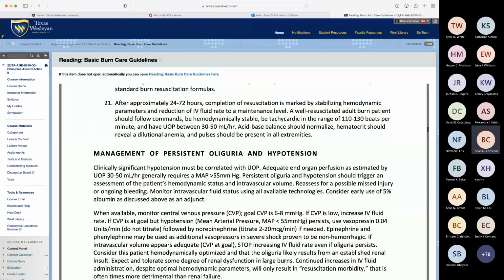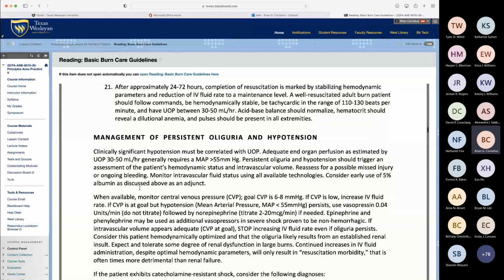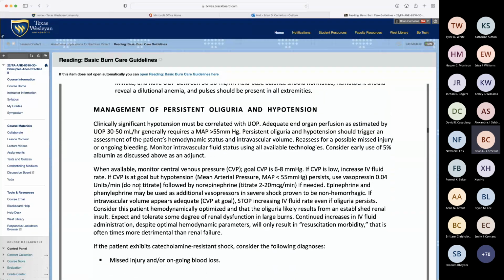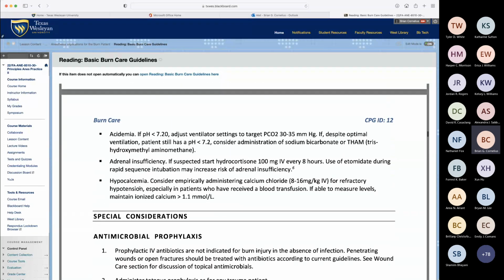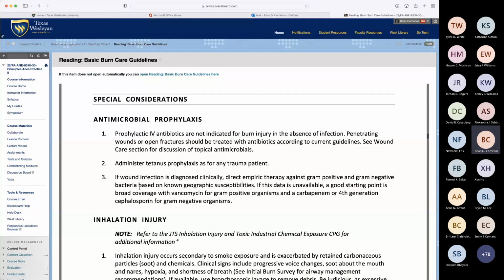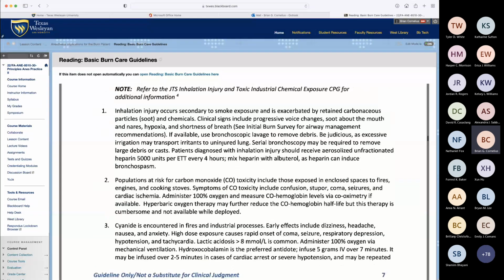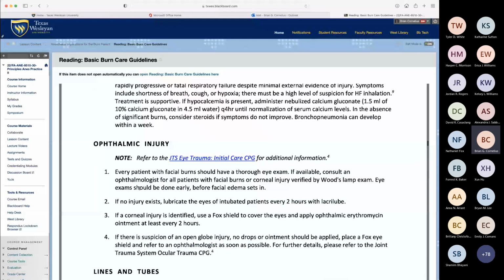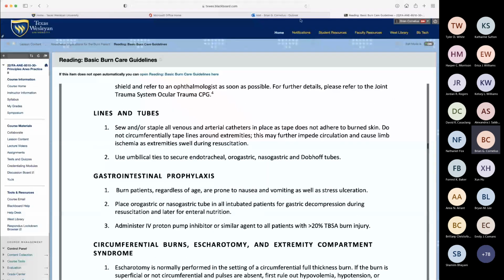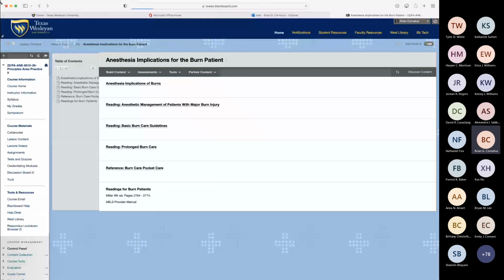They also talk about specific problems. If you've got somebody with low urine output and they're hypotensive, start this medication, think about this. If you start talking about antibiotics, inhalation injuries, a lot of these things are just in great detail here. So that's a great reference point for you. It is apparently going to be difficult today.